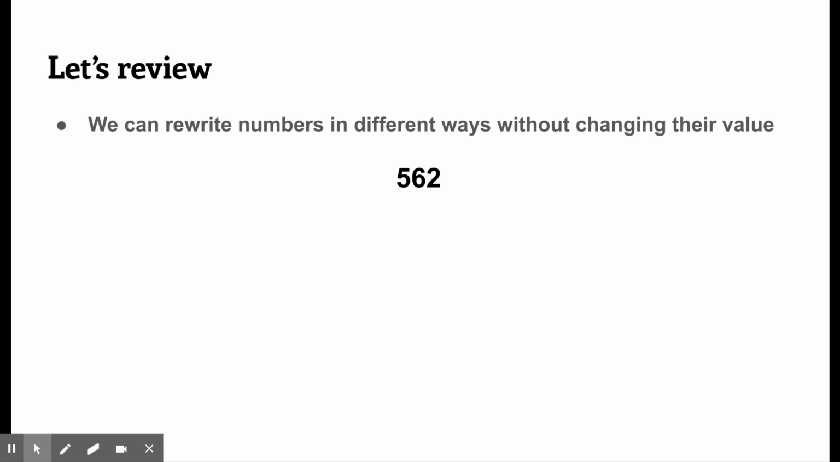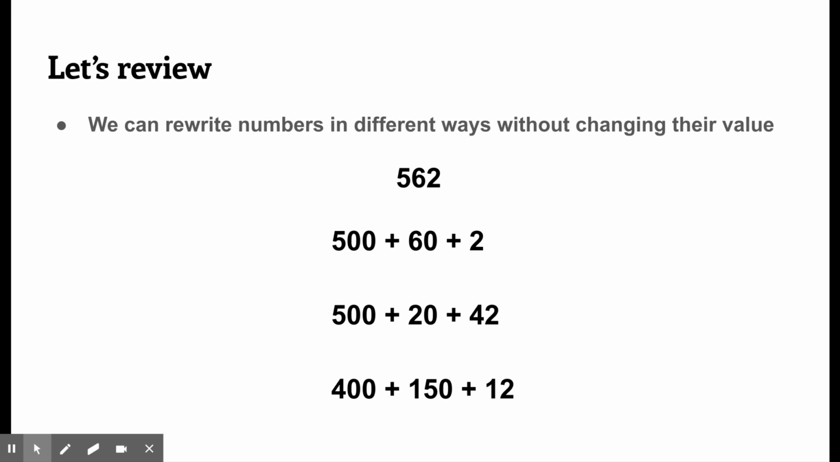We also know that we can rewrite numbers in different ways without changing their value. So I can write 562 as 500 plus 60 plus 2. I can also write it as 500 plus 20 plus 42, or I could write it as 400 plus 150 plus 12. Any of those sentences all equal the same value of 562.